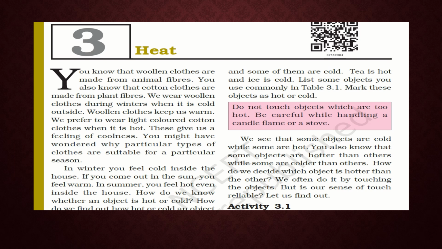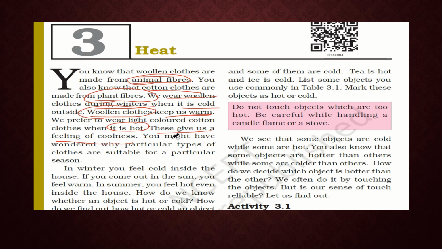So you all know that woolen clothes are always made up of animal fibers, whereas cotton clothes are made up of plant fibers, right? So we wear woolen clothes in winters and we prefer to wear light cotton clothes when the weather is hot, right? So woolen clothes are always keeping us warm. These give us feelings of coolness when you are wearing light colored cotton clothes in summer. They will give you the feel of coolness.